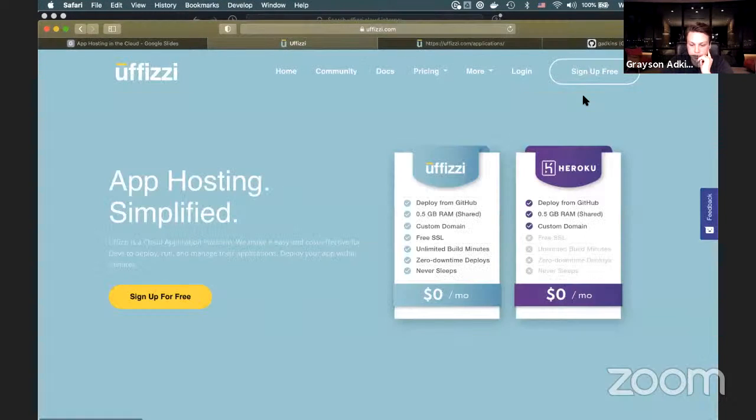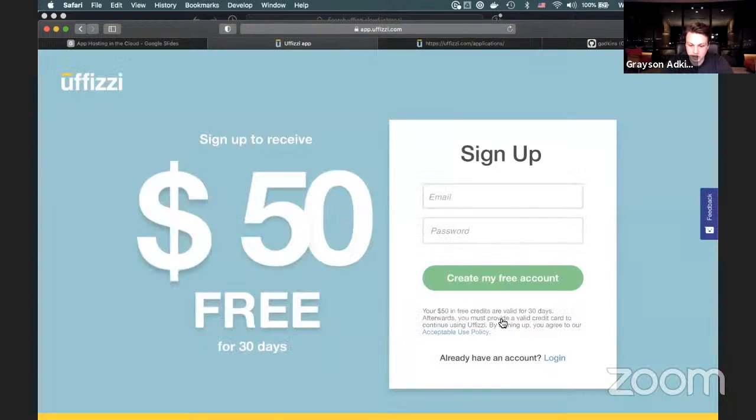All right, so I will switch over here to Uffizzi. We'll go ahead and sign up here, uffizzi.com. And I'm going to create an account real quick. And I'm just going to use this password, and I'm going to change this later.